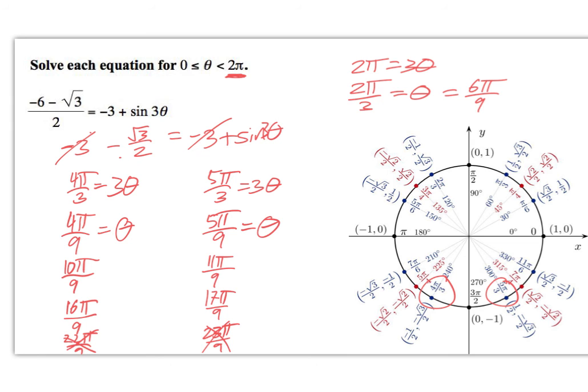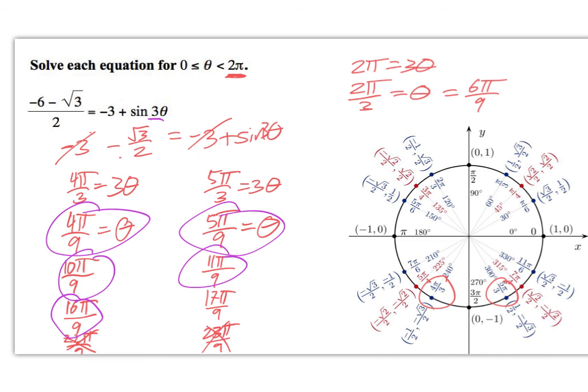So those are my 6 answers, and again, we had 3 times what would normally be 2 answers, and we got 6. 4 pi over 9, 5 pi over 9, 10 pi over 9, 11 pi over 9, 16 pi over 9, and 17 pi over 9.